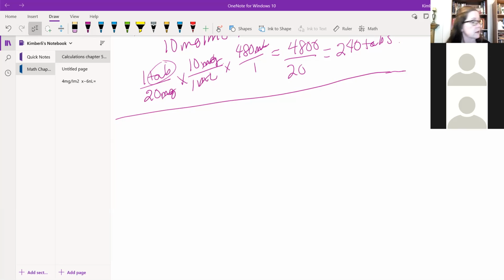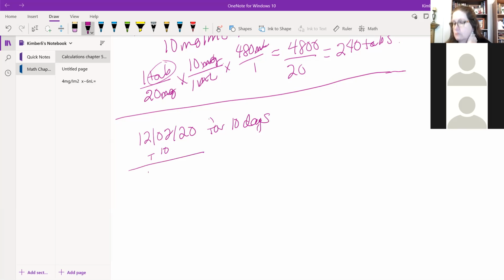I have one question about the reconstitution and the beyond use date. If the initial date of reconstitution is December 2nd, 2020, and it's good for 10 days, for the beyond use date I just add 10 days to my date? That's it. Yep. It will be like December 12th.